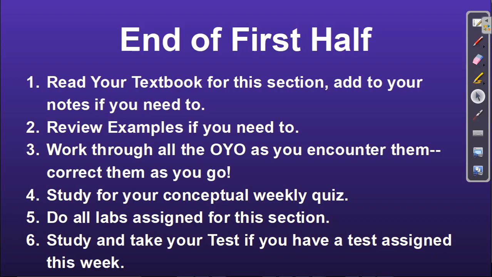I want you to work through all the on-your-owns as you encounter them, okay? Because I don't want you to make mistakes that become a habit. I want you to correct them as you go. You're going to find the answers to the on-your-owns at the end of the module. So do 1.1, correct it, then move on to 1.2, correct it, and so on. You don't want to move along making the same mistake.